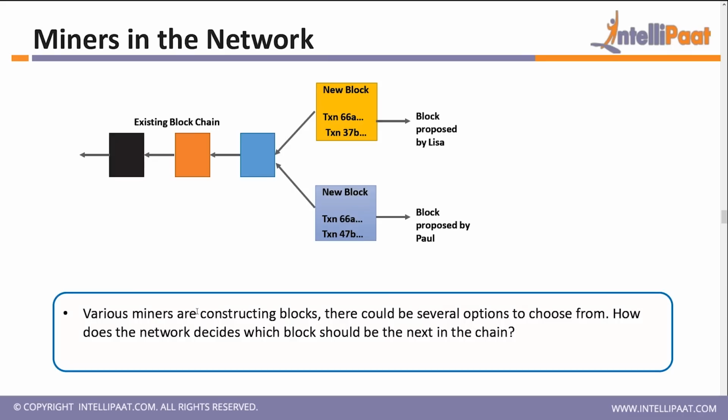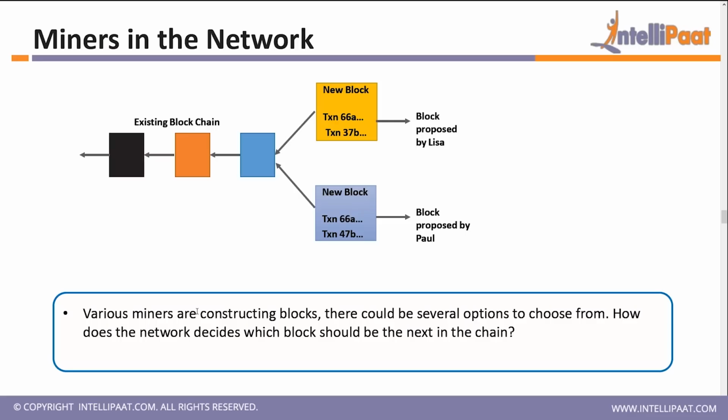Now, there is a chance, and this happens practically, that when miners are creating a block in the network, they will not be alone participating in the creation or mining of a new block. There will be multiple miners working to create a new block. And that is where you need to write logic, or have a mechanism, where various miners are constructing blocks. There could be several options to choose from. How does the network decide which block should be next in the chain? How will you decide which validator's block the network should choose?